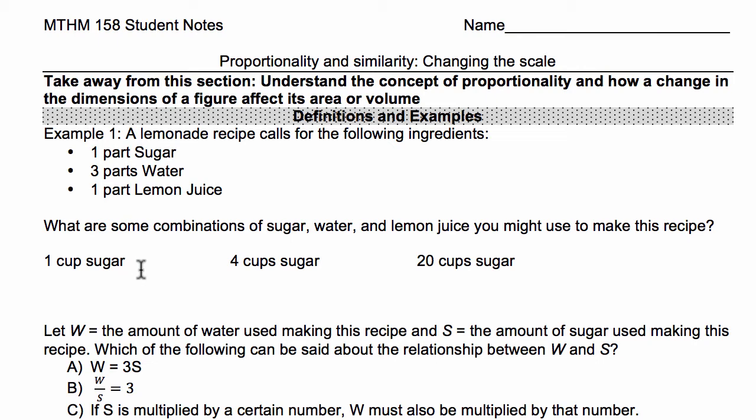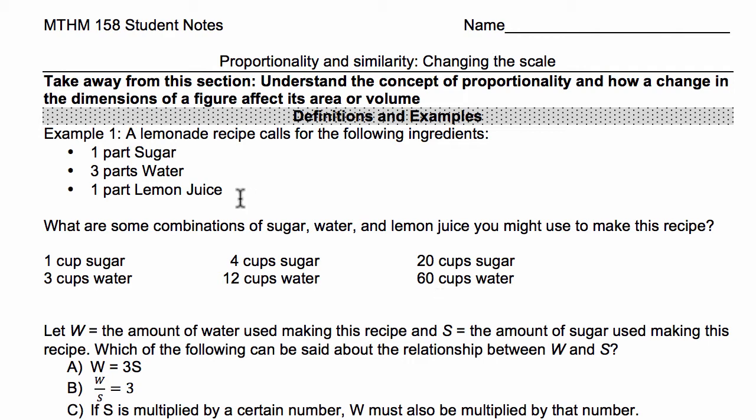Let's suppose for this example that we make the recipe 3 times. The first time we use 1 cup of sugar, the second time we use 4 cups of sugar, and the third time we use 20 cups of sugar. Since the recipe calls for 3 times the amount of water as the amount of sugar, we would need to multiply each of these by 3 in order to determine how much water we should use. The result is 3 cups of water, 12 cups of water, and 60 cups of water respectively.